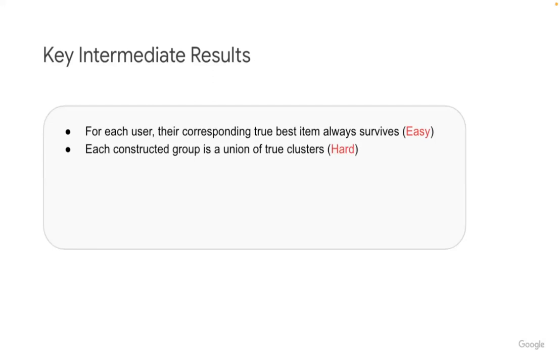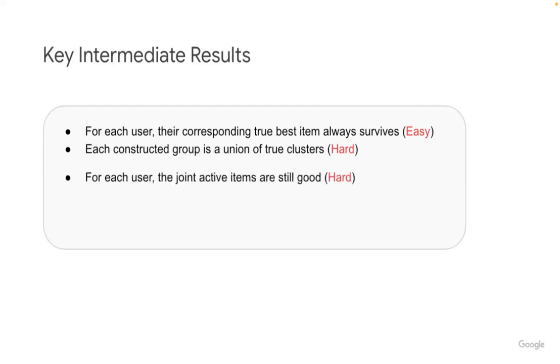What is more difficult to show is that each constructed group is a union of the true clusters. That is, our algorithm will not put some users from a true cluster into one group and the remaining users into another group. This will not happen. As I was saying, we have a graph theoretic approach for grouping the users, and we can show that users that belong to the same true cluster form a clique in that graph. So each group in our algorithm is a connected component in that graph. And therefore, we can show that each constructed group is a union of true clusters.